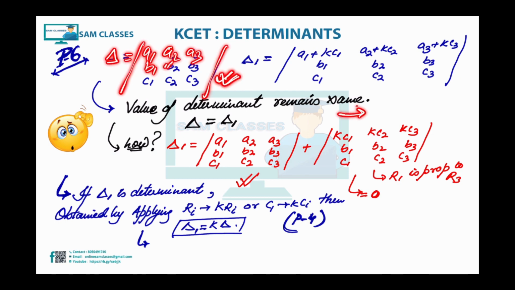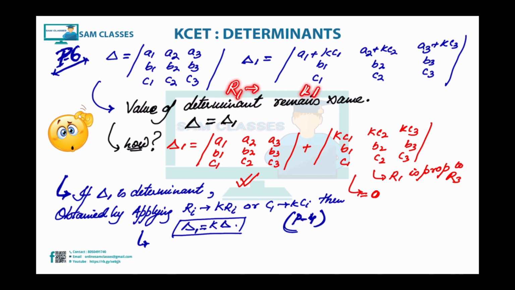Now what we have done is row 1 equals row 1 plus k times row 3. So to some other row we have multiplied some non-zero constant value k, and then we added it to another row. In this case we have taken row 3, multiplied it by k, and added it to row 1. So in that scenario row 1 changes, and it becomes a1 plus kc1, a2 plus kc2, and a3 plus kc3.